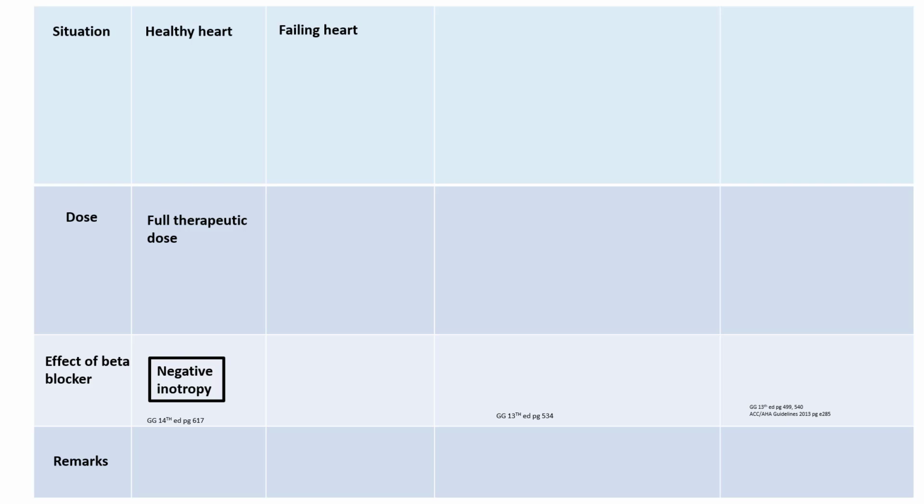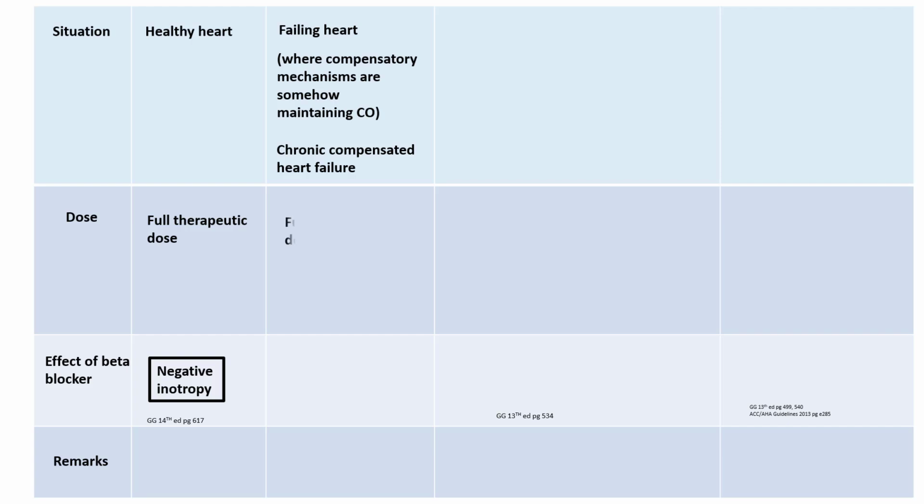Now let us consider a situation where the heart is failing, but where compensatory mechanisms are somehow maintaining a reasonably normal cardiac output. So this is what we call chronic compensated heart failure. Now in such a patient, if we started that patient on a full therapeutic dose of beta blocker, again what we can expect is negative inotropy.